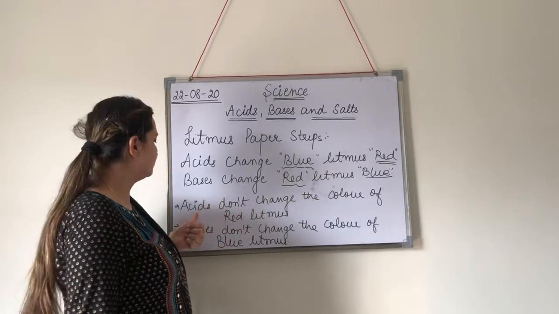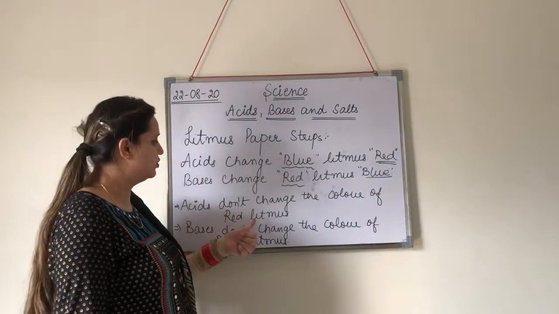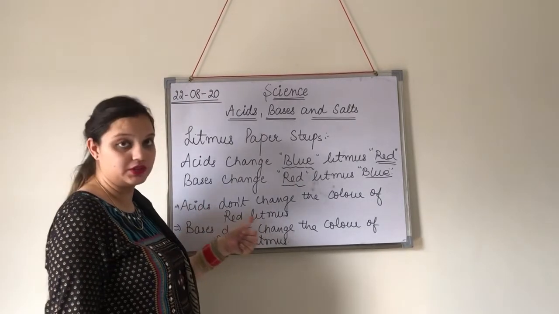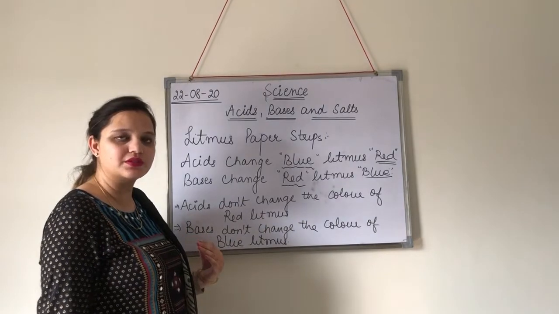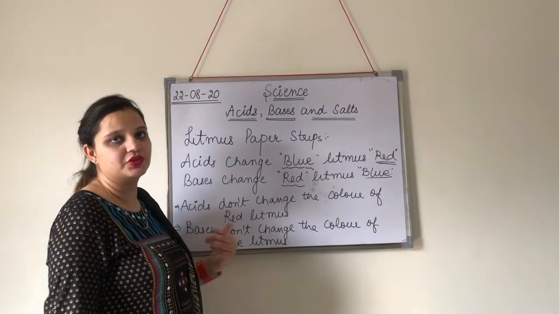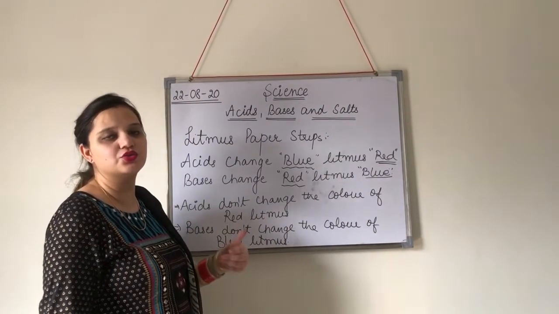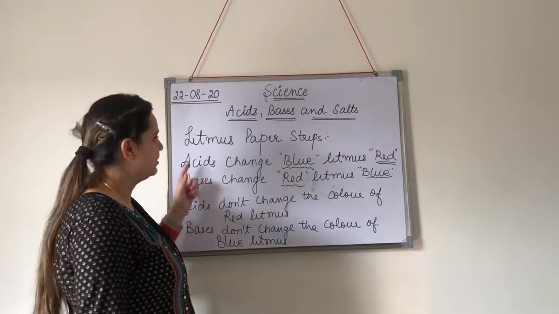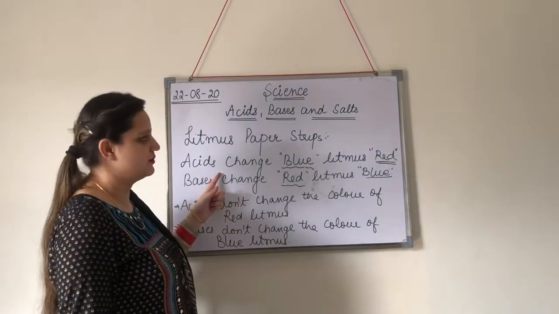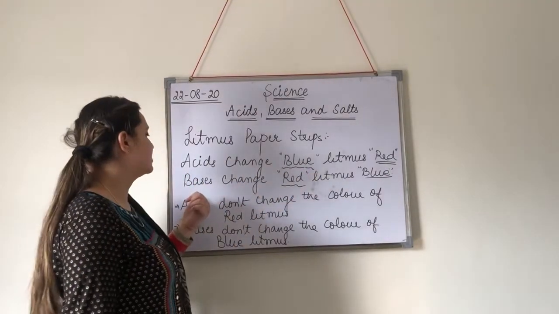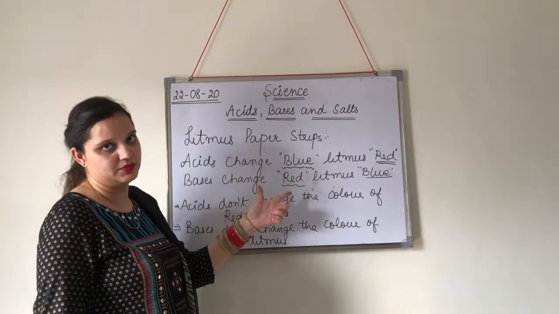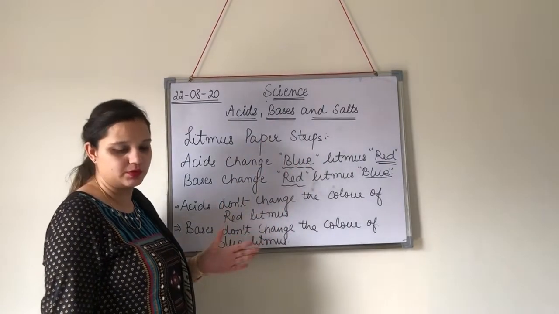While if you test acids with red litmus, they are not going to give you any color change. Similarly, if you check bases with blue litmus, they also don't show any color change. So for testing acids you need blue litmus, and for testing bases you need red litmus. So the required color changes will be there.